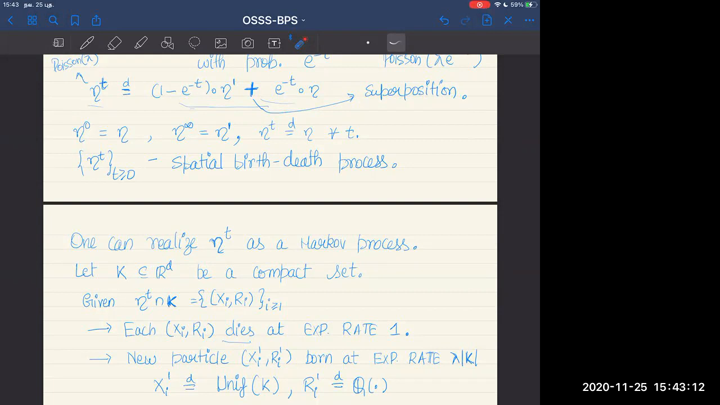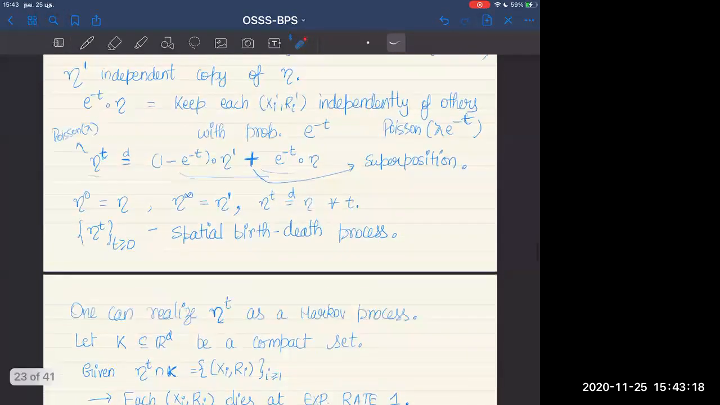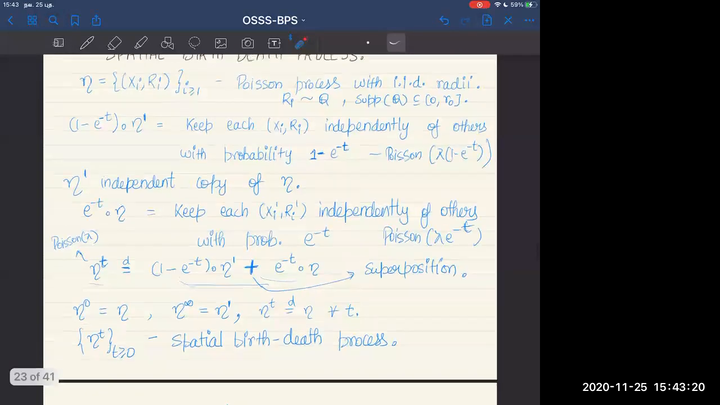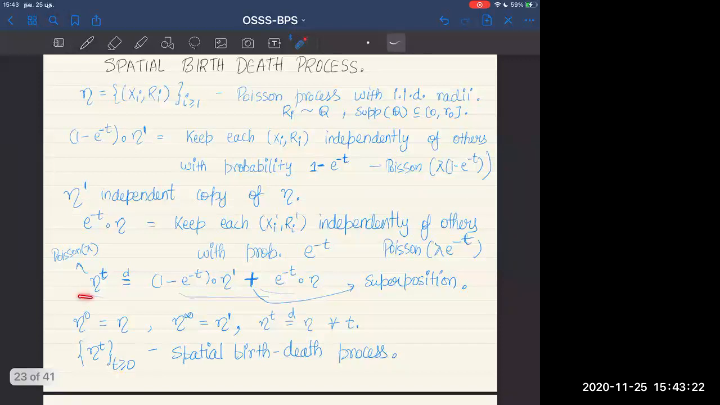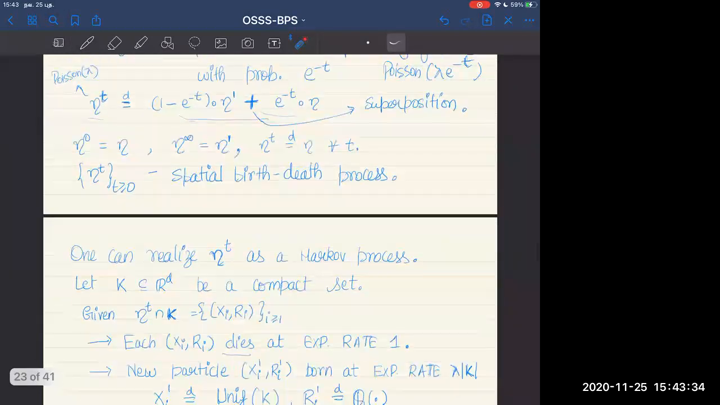It's the most natural thing you can do, but the important thing is this part: that eta t, I can get it by deleting some points at random and adding some new points from an independent copy. So this is what is important.